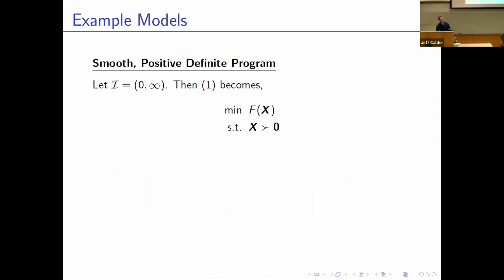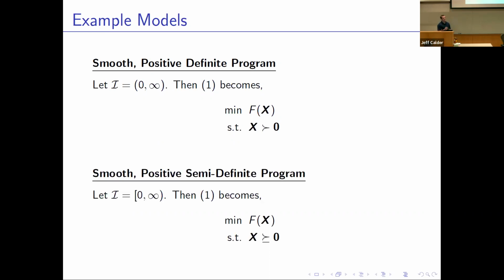So one example would be smooth positive definite matrices. So it's very classical to solve a problem over the set of positive definite matrices: semi-definite programming, positive definite programming, conic optimization. These are all instances of this broad class of models.